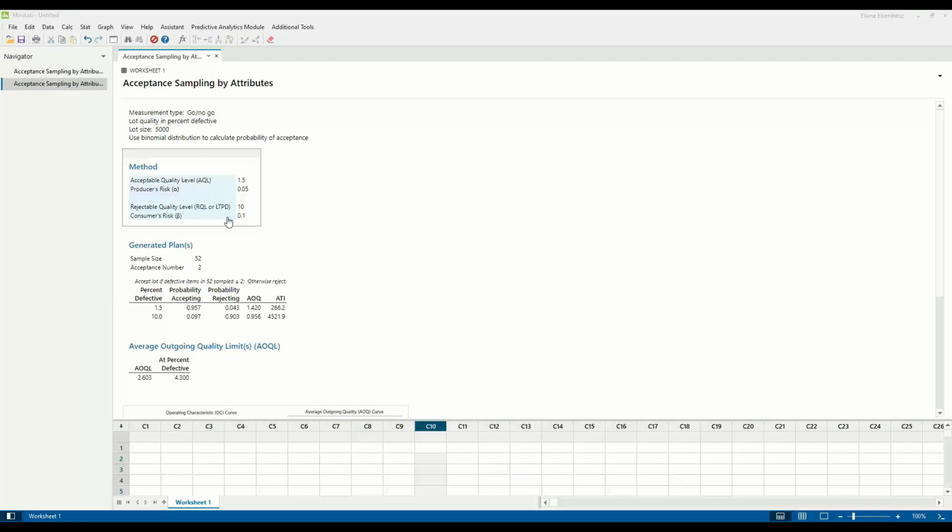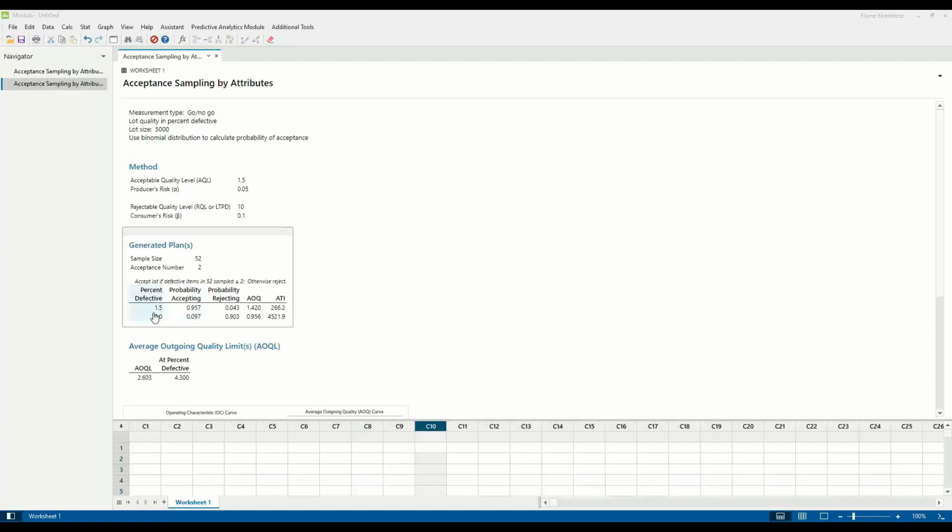Okay. Here's our method. Here's what we input. And here's our plan. It's telling us we need a sample size of 52, and we have to have 2 or fewer defectives to accept our lot of 5,000. Okay, so right here we have our percent defective.